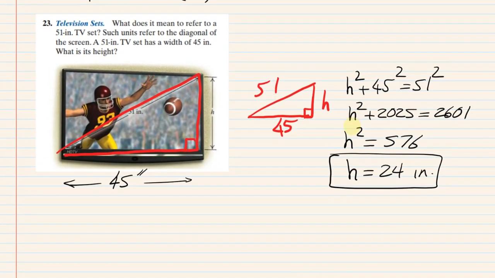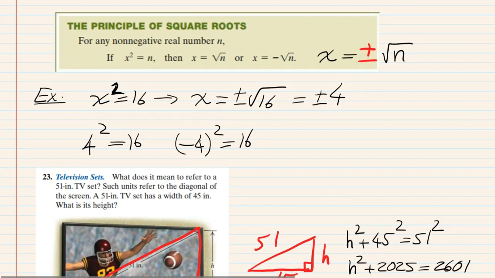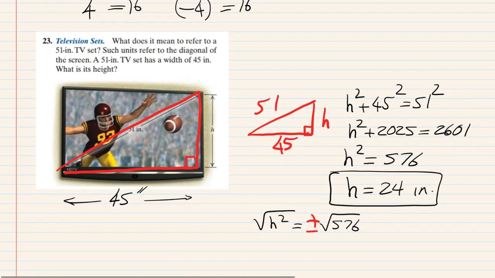My next step is to take the square root of h squared equals the square root of 576. Now notice, by the way, according to that principle, when we take the square root, remember we're going to have plus or minus. It's right up here. We're going to get plus or minus. So why is it that we don't report the negative and stay with a positive answer here?